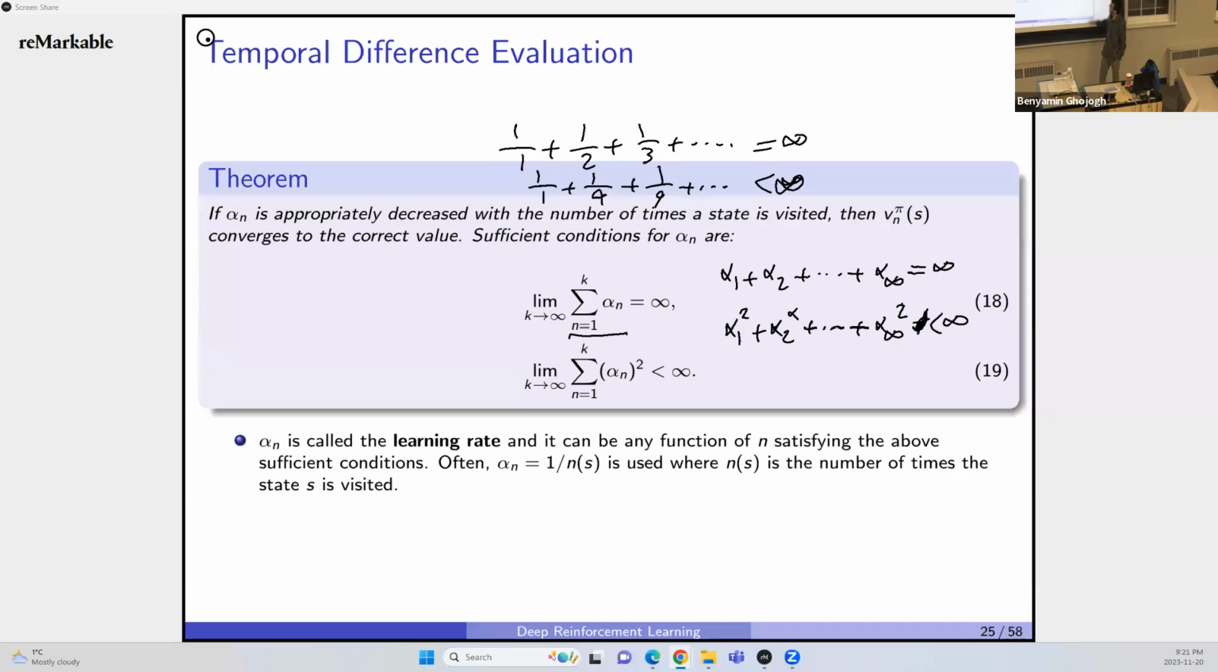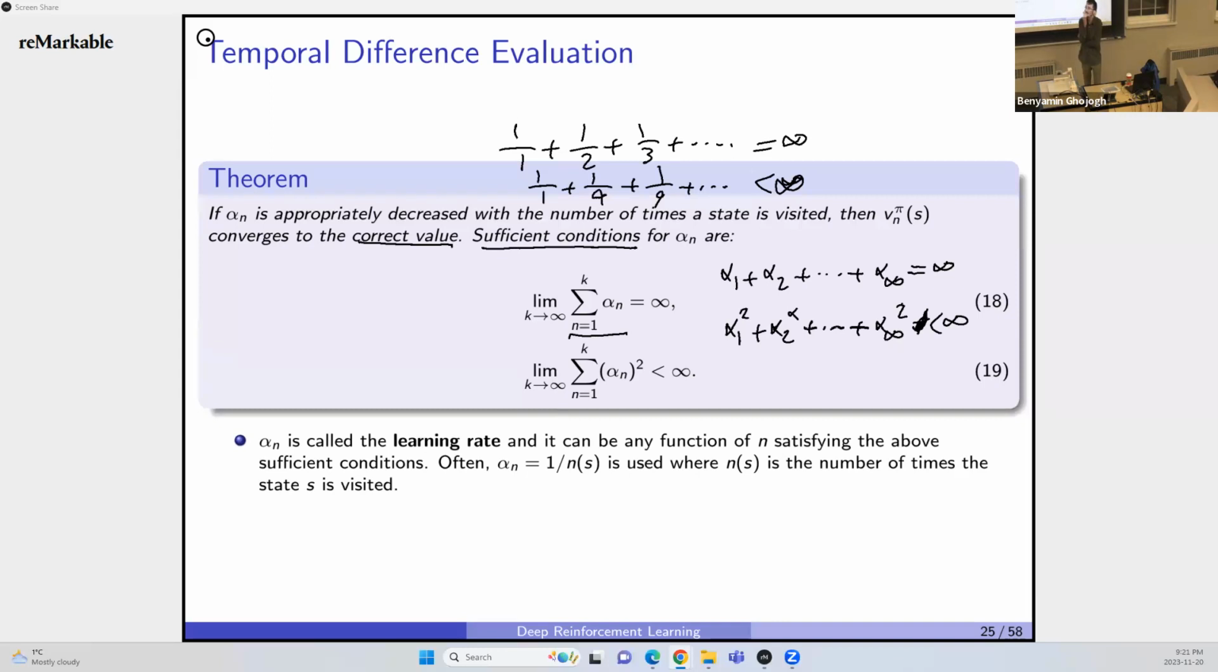So 1 over n satisfies these two equations. These are sufficient conditions. What do I mean? If these two conditions are satisfied, alpha n is good for us to use. And by this, we will find the correct value.